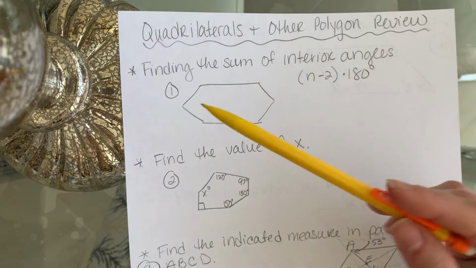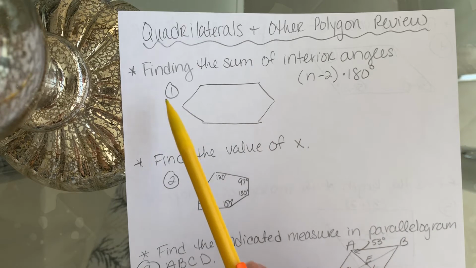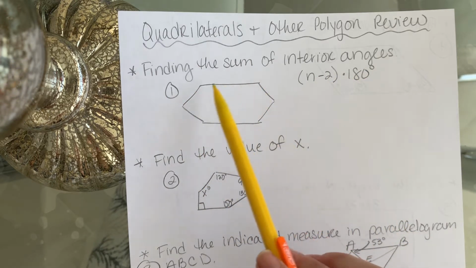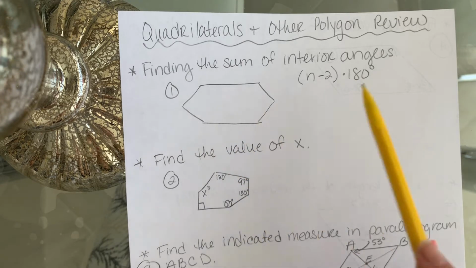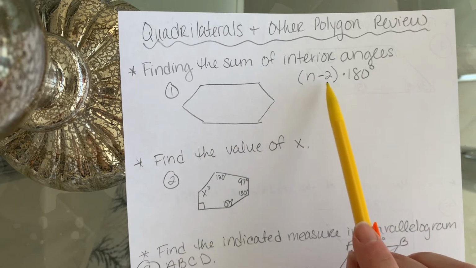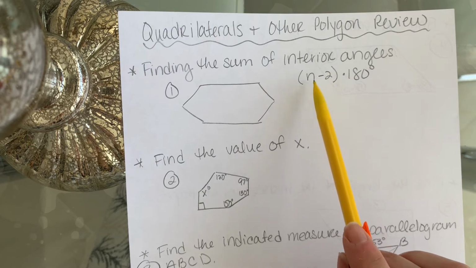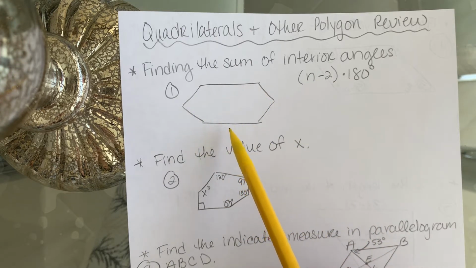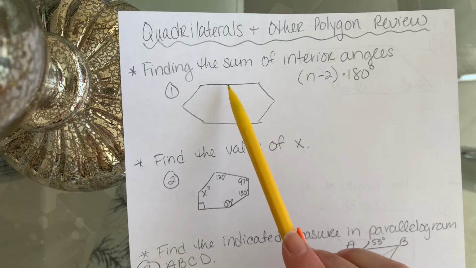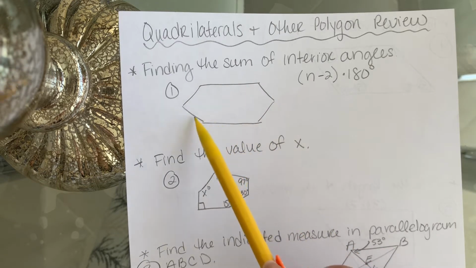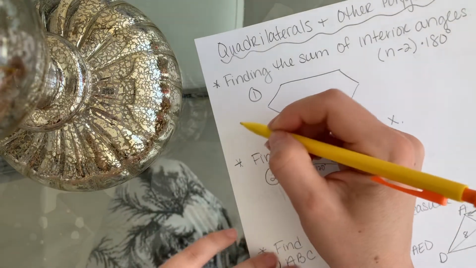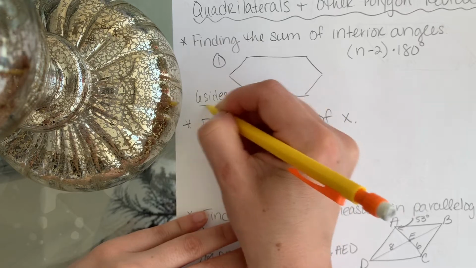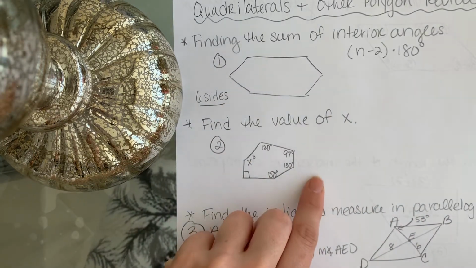Okay, so on number 1, our directions are to find the sum of the interior angles. So we have this figure right here. And we have this formula, n minus 2 times 180. N represents the number of sides of this polygon. Okay, so we got to count the sides. 1, 2, 3, 4, 5, 6. So it has 6 sides. And we want to find what is the sum of the interior.